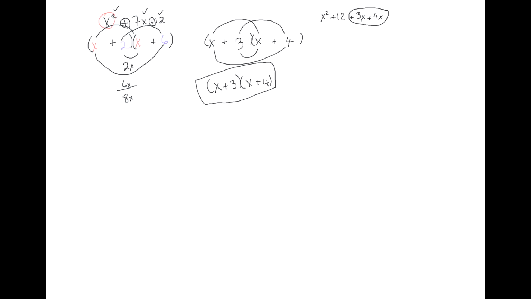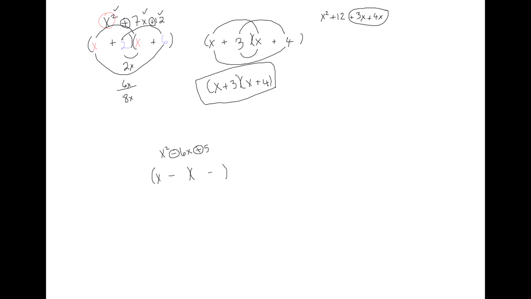Okay, another one. X squared minus 6x plus 5. The second sign tells you that they'll both be the same sign. The first sign tells you you want them to add up to be negative. So they both have to be negative if I want them to add up to a negative number.